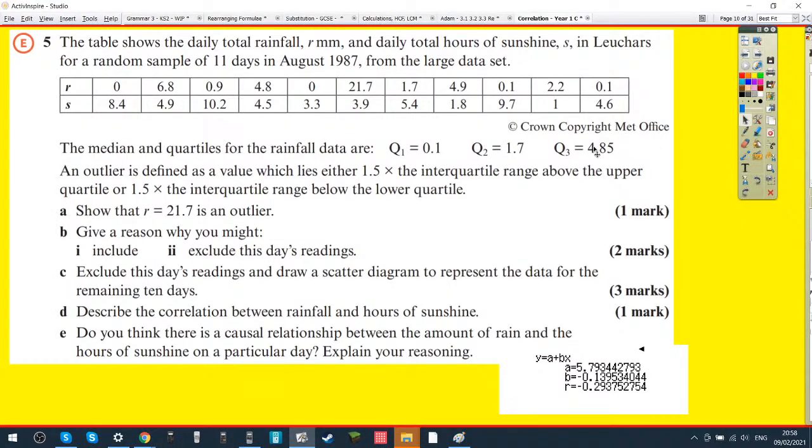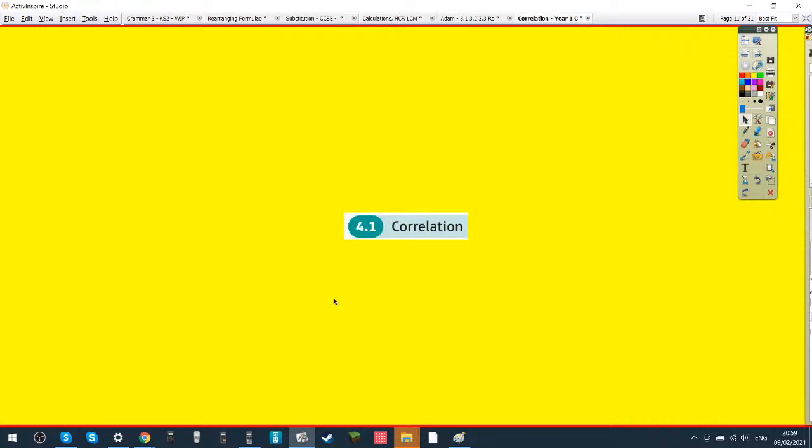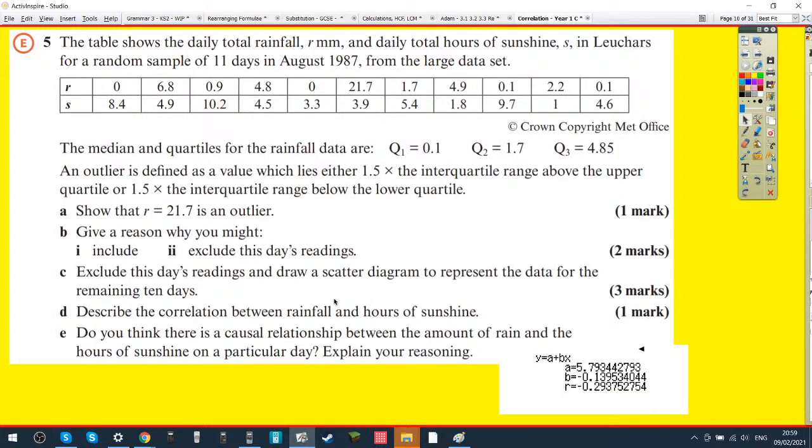Do you think there is a causal relationship between the amount of rain and the hours of sunshine? Yeah, it could be raining one day and really sunny the other. I think probably one isn't causing the other. They're just both connected to clouds. So the cloudier it is, the more rain, and the less sunshine. And that's why you're getting that weak negative correlation.